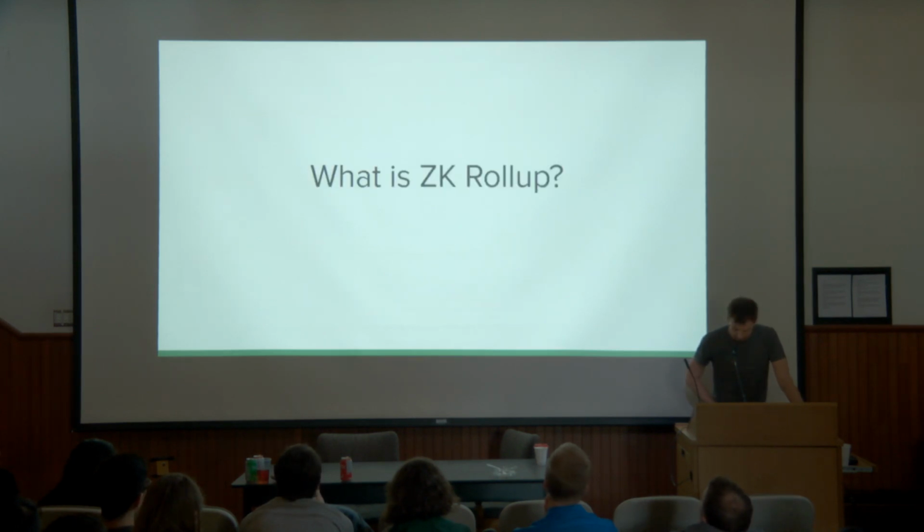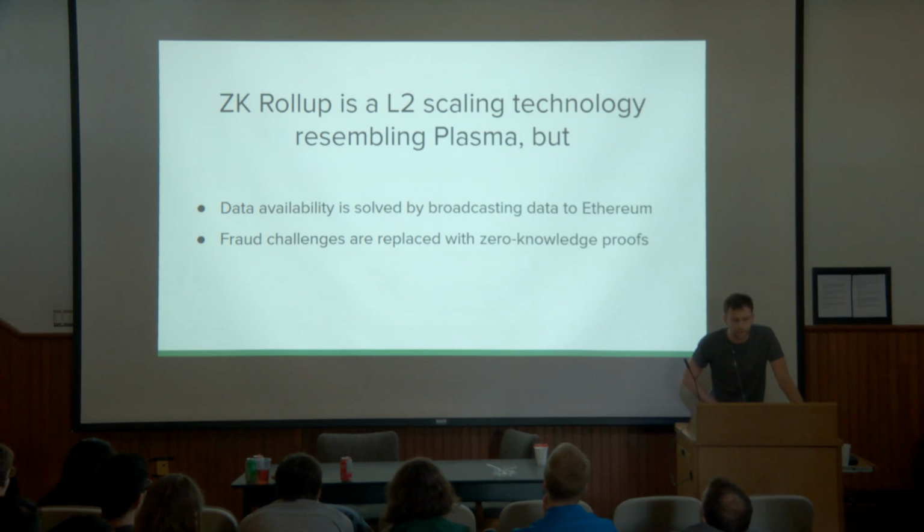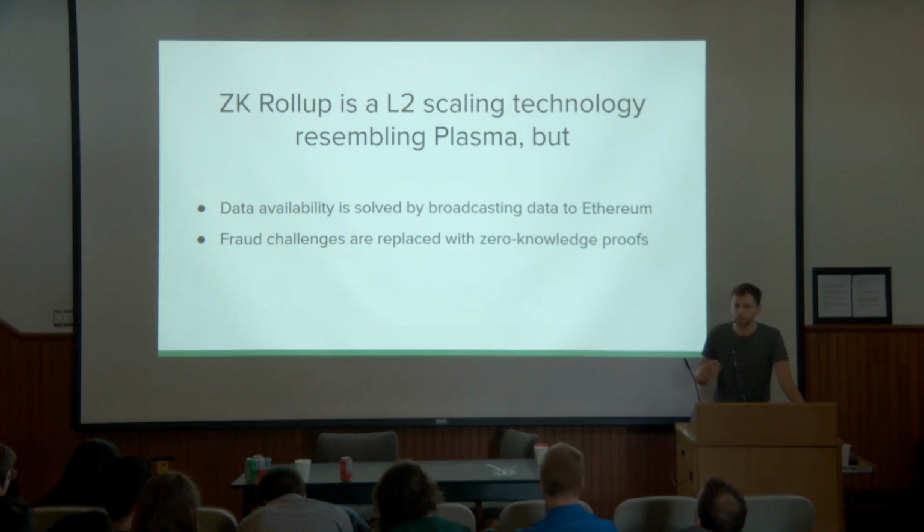Yeah, so I'm going to skip this part mostly. So it's a scaling technology. I'm just going to emphasize one thing. Rollup is very similar to Plasma. It allows state transitions being secured by zero knowledge proofs instead of, and solves the data availability problem in a very different way from anything else.